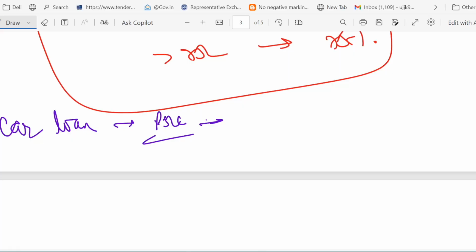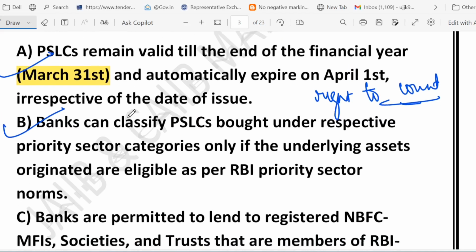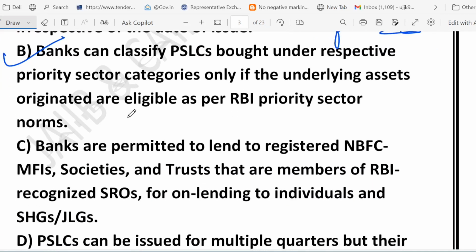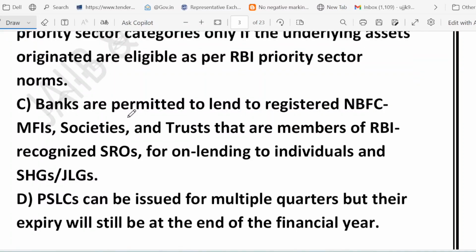That won't qualify. Only loans eligible under PSL norms will count. This is called the count rule, right? Right to count. Now, option number C. Banks are permitted to lend to registered NBFC, MFI, society, trust that are members of the RBI recognized SRO for on-lending to individual and JLG, SHG. This is true. This is correct.